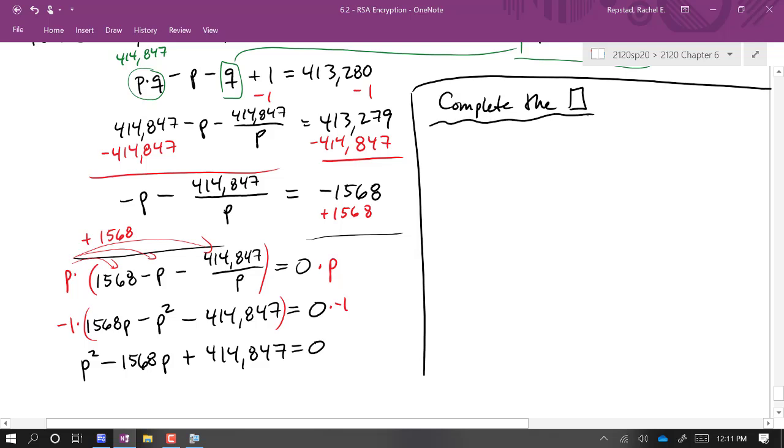So the first thing we do when we complete the square is we throw this 414,847 on the other side of the equation, right? Subtract that number from both sides. So we have p squared minus 1568p. Gonna leave some space for the magic. And this is equal to negative 414,847.